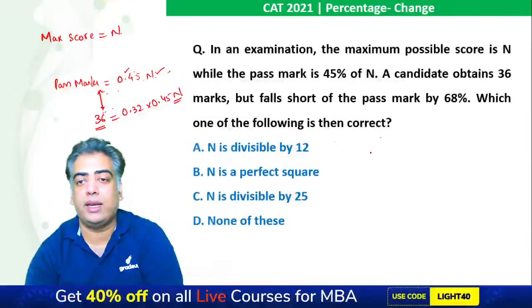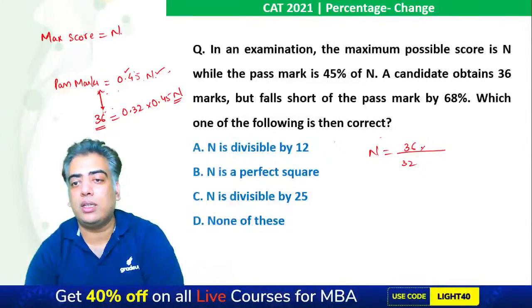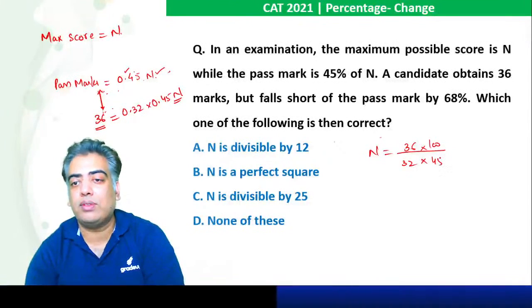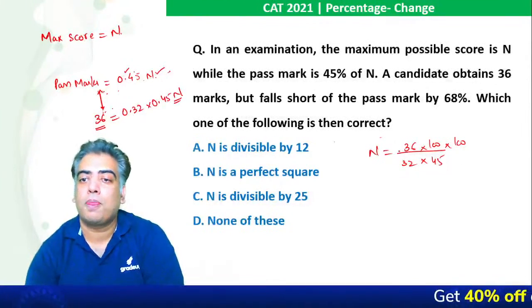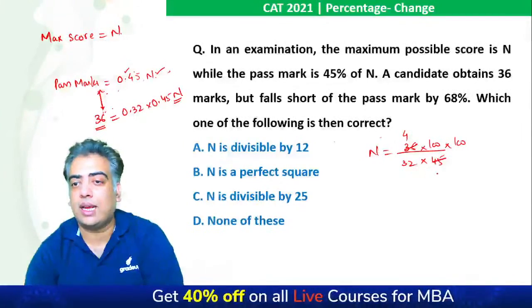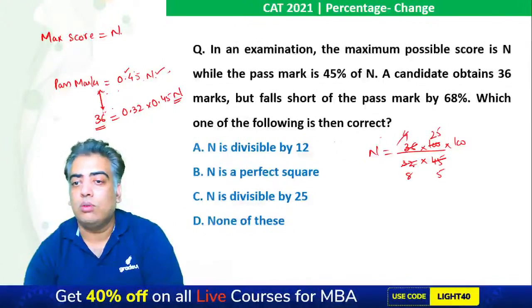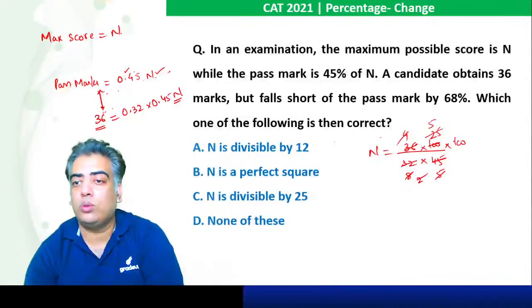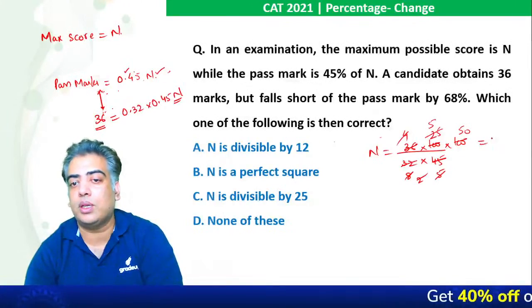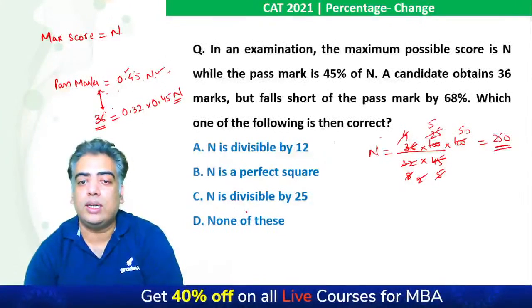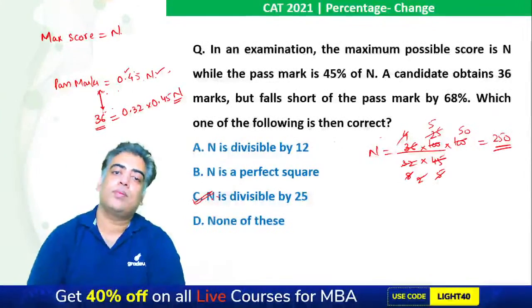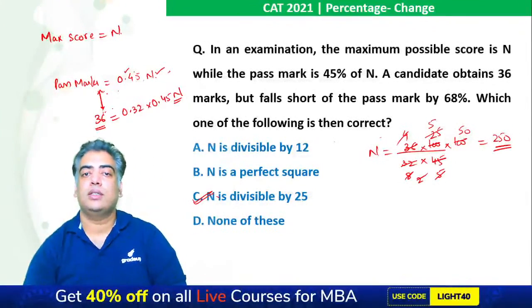So we need to simplify it. N comes out to be 36 upon 0.32, which is 32 upon 100, and 0.45, which is 45 upon 100. We all know 9 4s are 36, 9 5s are 45. Then 4 8s are 32, 4 into 25 is 100, 4 into 2 is 8, 5 into 5 is 25, and 2 into 50 is 100, which comes out to be 250. So it is divisible by 25. So the correct answer option is C.